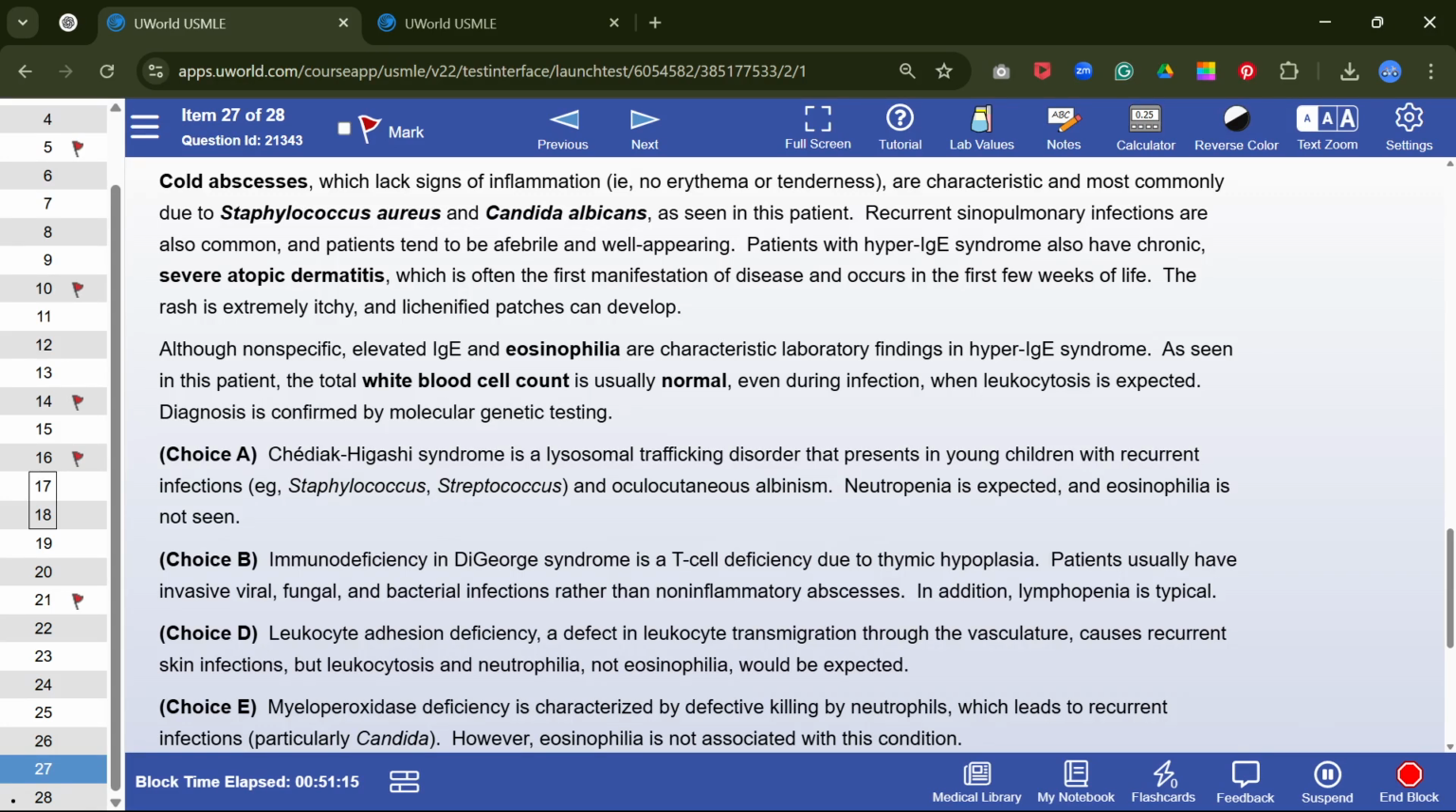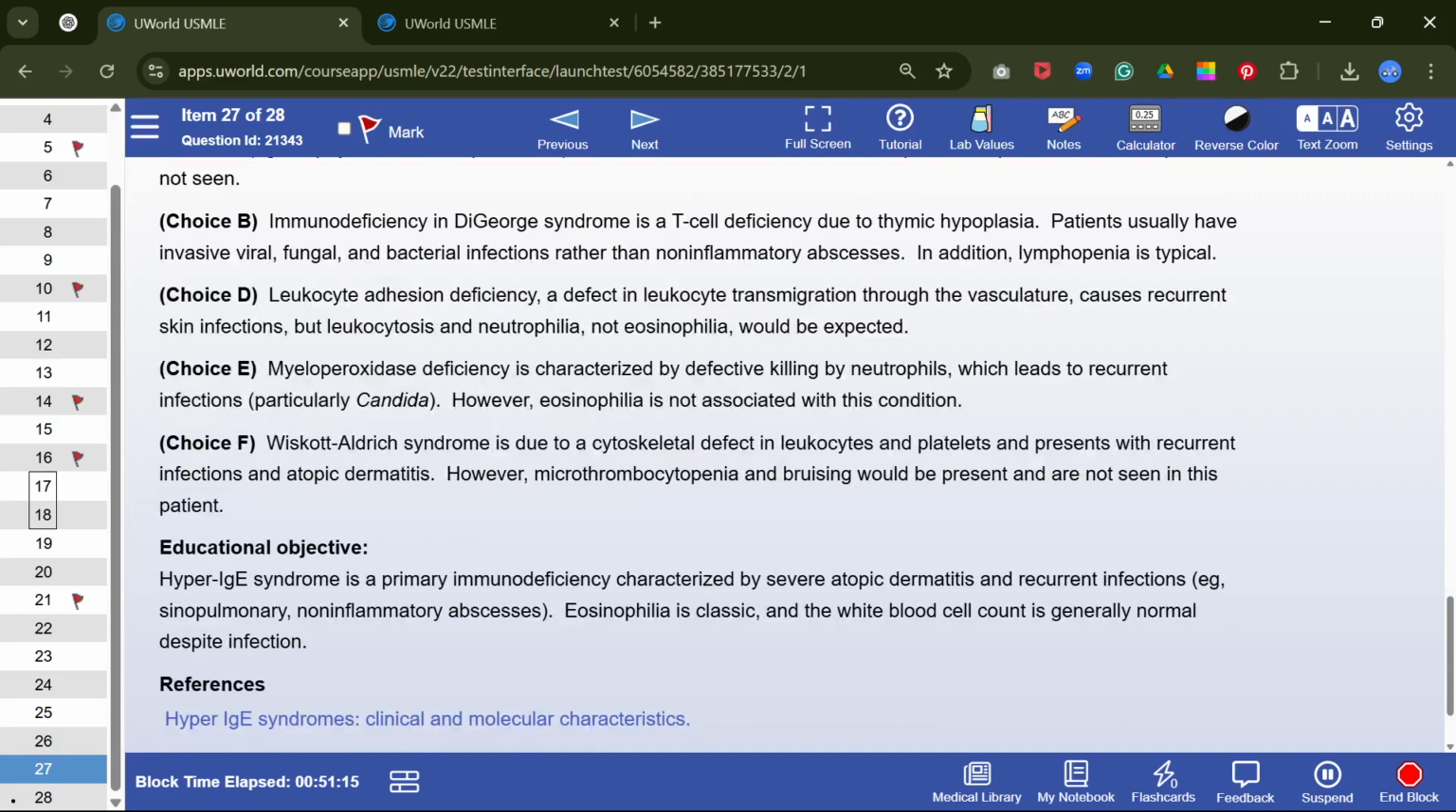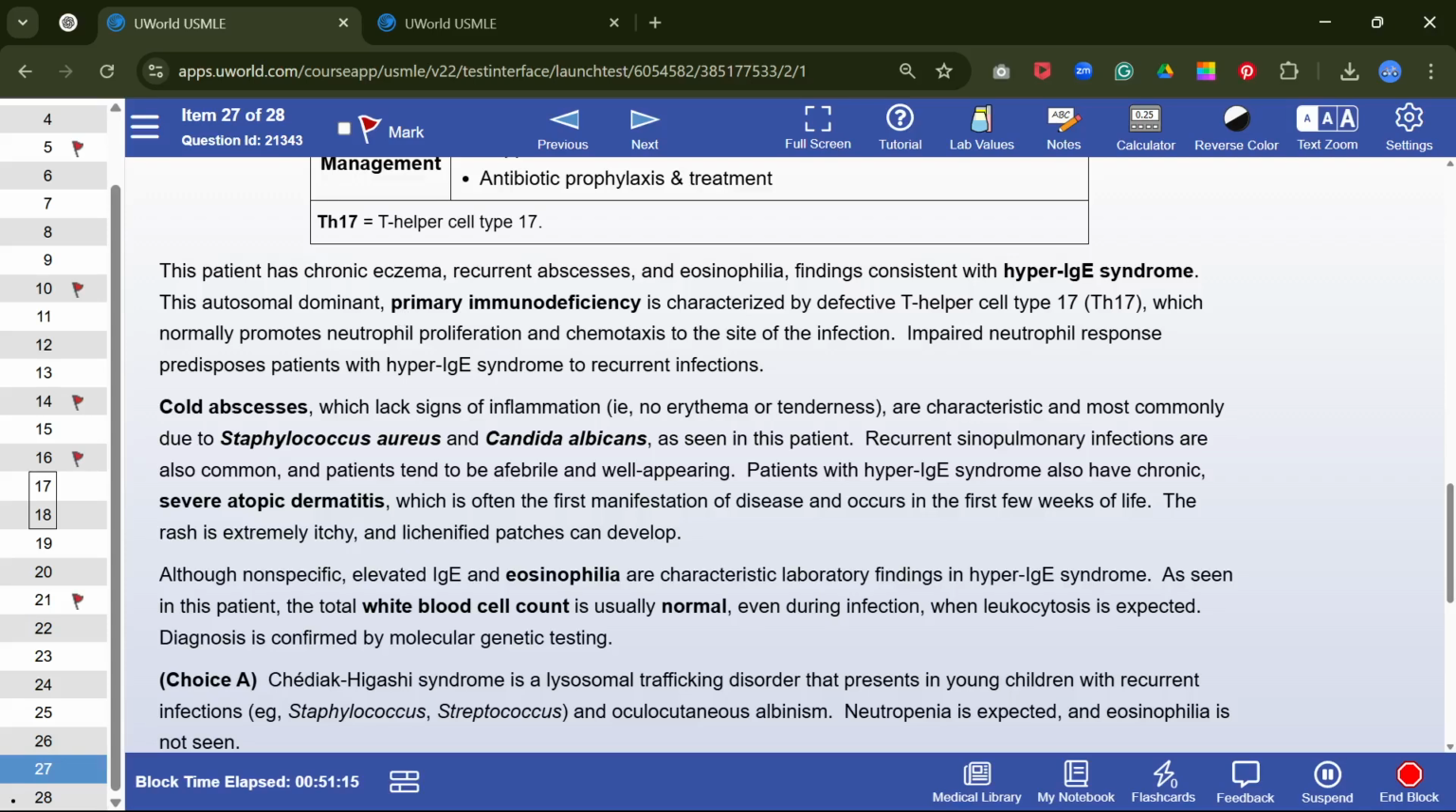So it is hyper IgE syndrome, or Job syndrome. This patient has chronic eczema, recurrent abscesses, and eosinophilia, findings consistent with hyper IgE syndrome, an autosomal dominant primary immunodeficiency characterized by defective T helper cell type 17, which normally promotes neutrophil proliferation and chemotaxis to the site of infection. Impaired neutrophil response predisposes patients with hyper IgE to recurrent infection.